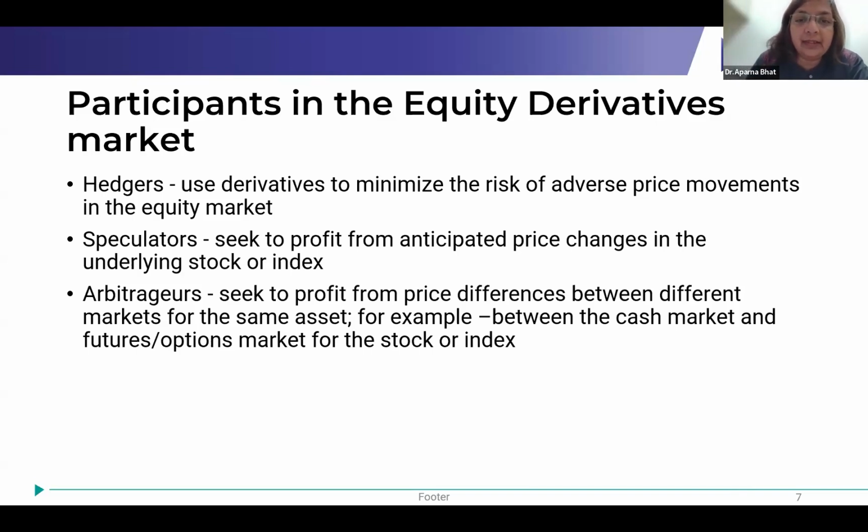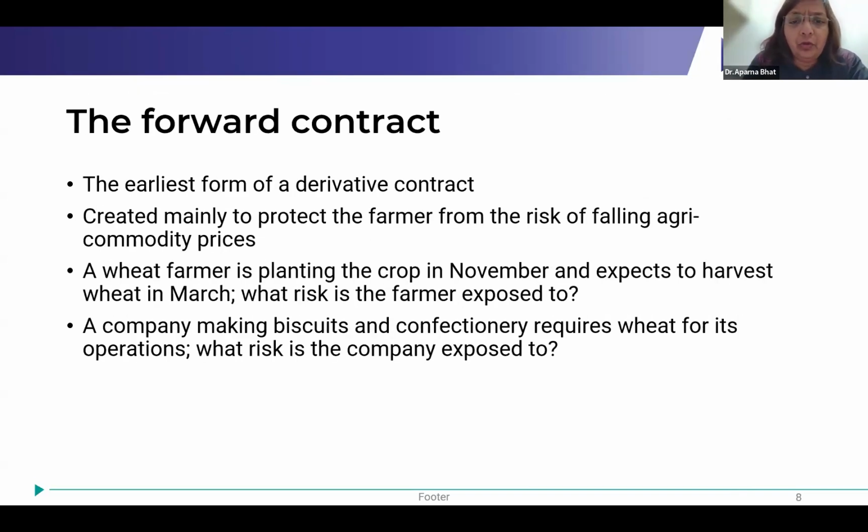So basically three types of people trade in the derivatives market. I mentioned before that there are four basic kinds of derivatives: forwards, futures, options, and swaps. So the forward contract is the earliest derivative contract. Why was it created? Mainly to protect the farmer from the risk of falling agri commodity prices.